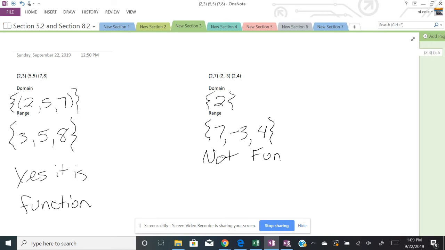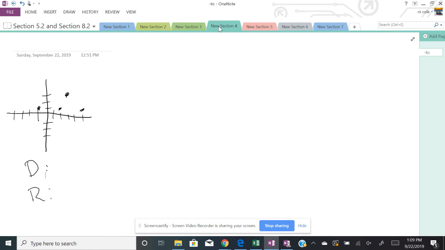The reason this is not a function is because the input value 2 goes to 7, but it also goes to -3, and it also goes to 4. And that is not okay. You cannot have one input going to multiple outputs. You can only have one input going to one output. But the flip direction does not necessarily work.